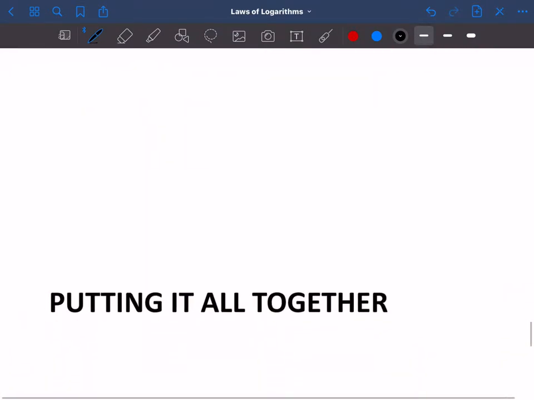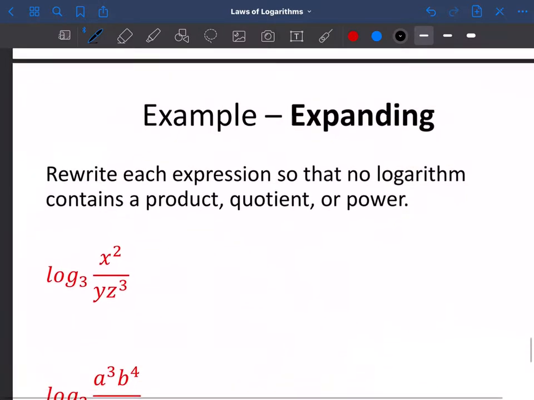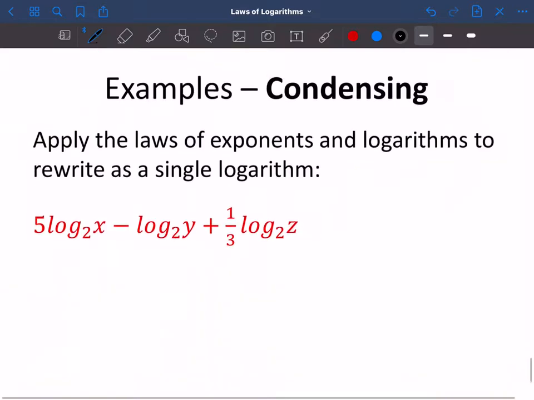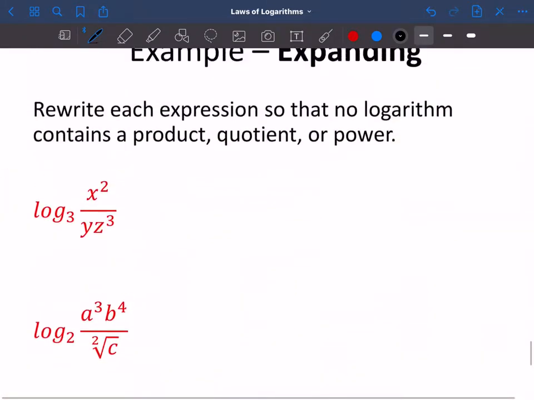Let's see. So putting it all together. So let's just do a couple of these examples. Let me just see what kind of examples we have here. Yeah, we don't have too many.